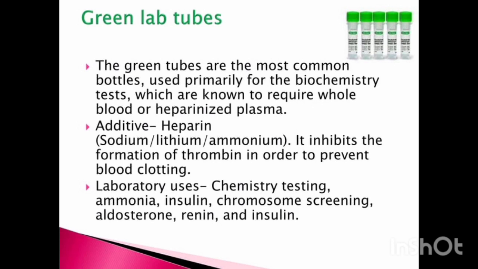Next is the green lab tubes. These are also used for biochemistry tests which require whole blood or heparinized plasma. So it contains the additive heparin, that is sodium, lithium, ammonium, and it inhibits the formation of thrombin in order to prevent clotting. So it is used for tests such as chromosome screening, aldosterone, renin and insulin testing, chemistry testing, ammonia, etc.